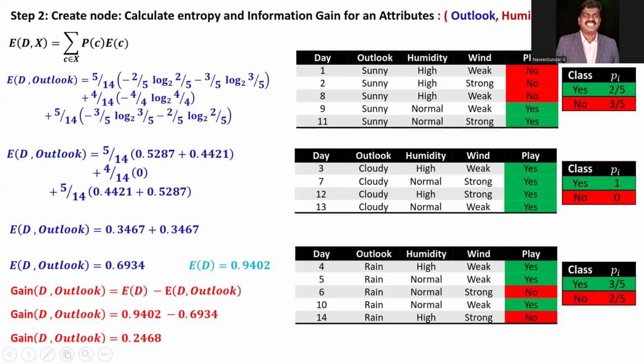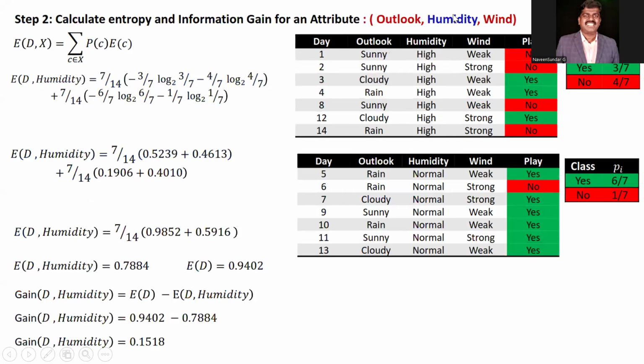This same thing I have to repeat. So this I have calculated between the data set and the outlook only. In the same way, I have to find out between the data set and the humidity, and then between the data set and the wind. So let us see. I'm calculating the entropy and the information gain for the attribute humidity now.